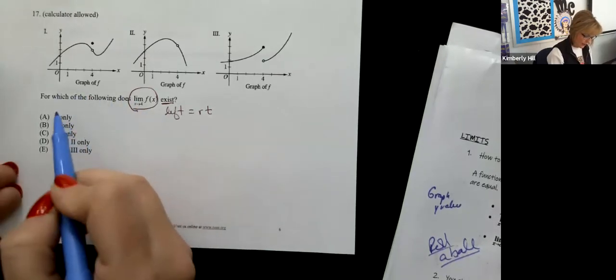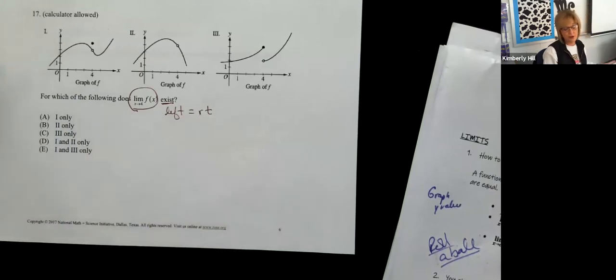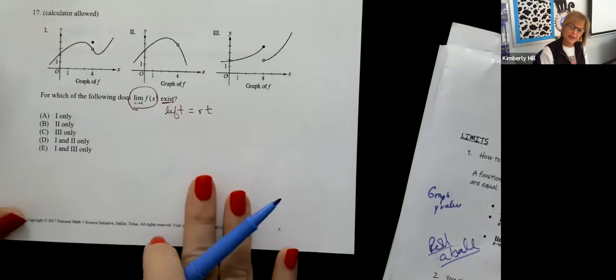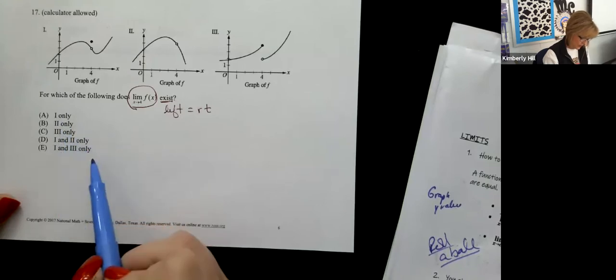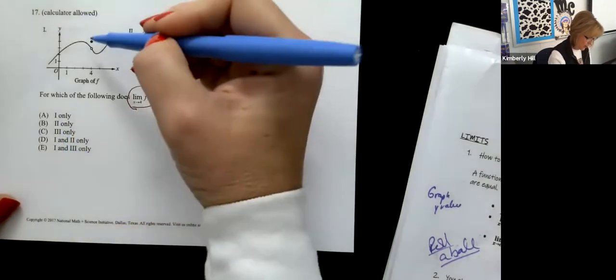Good deal. Okay, a lot of times I tell students, if you're not sure what to do on the AP exam, look at the answer choices, and sometimes that will trigger you as to what they're wanting you to do. So I know I'm going to have to do 1, 2, or 3, 1 and 2, 1 and 3. Okay, so I'm going to look at 1.